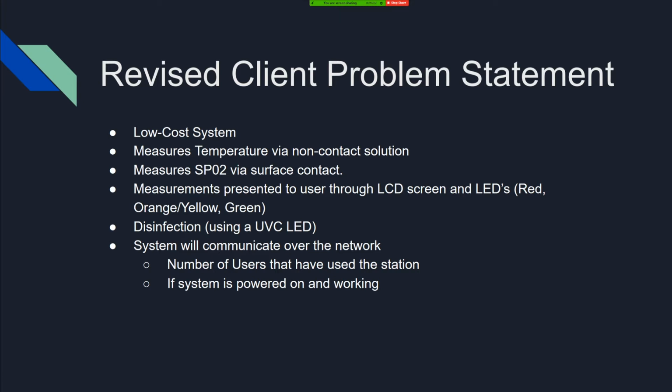We would need to disinfect the SpO2 sensor between every user, and for that we would use a UVC LED. The system will also be able to communicate over a network in order to send data such as the number of users that have used the station, and it will also be able to respond to a ping to check to see if it is powered and working.